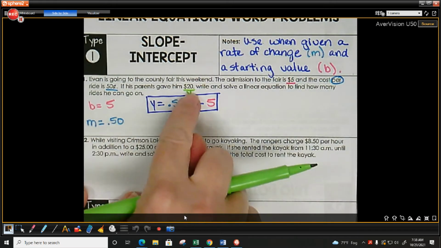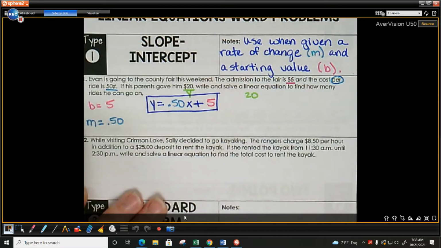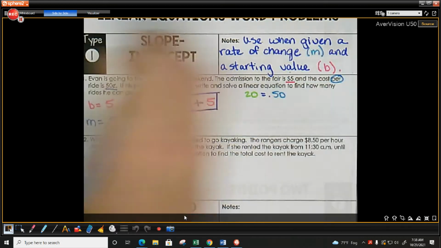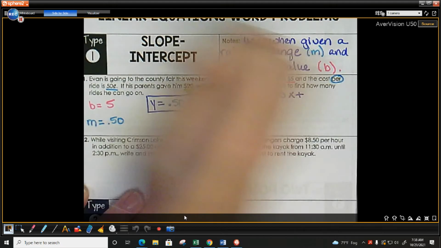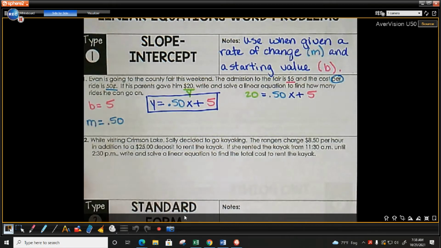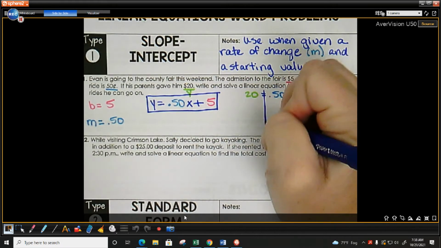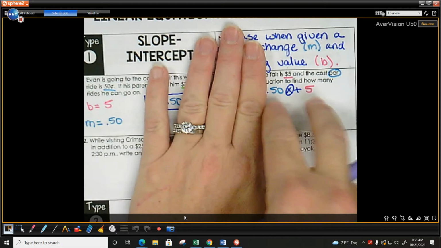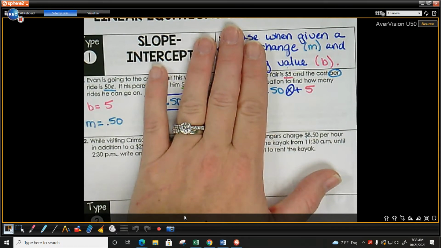Now I'm going to replace y with 20. So I get 20 equals 50 cents x plus my $5 base fee. Draw our line through the equals, and we want to circle x and solve for it. What am I going to do to solve? So we want x by itself. What's on the same side as the x? These two numbers. So those are the two I need to move away. Which one's not glued to it? Which one's my constant? The 5.